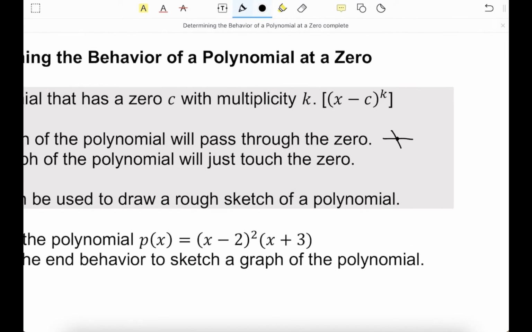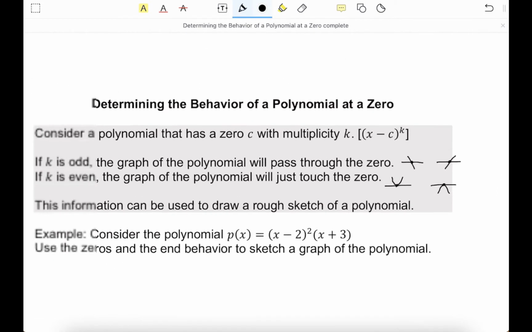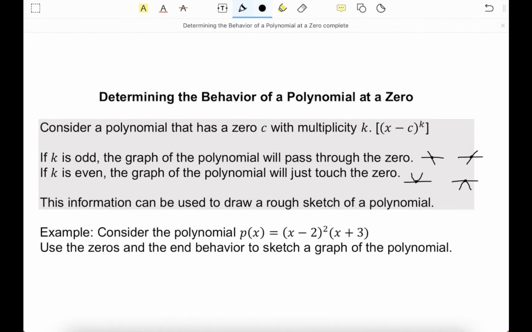Either it goes down through it from positive to negative, or it goes from negative to positive. For touching, it either starts positive and stays positive, touches right at the zero, or starts negative and stays negative. That is touching the x-axis. We can use this information to very roughly sketch a polynomial.